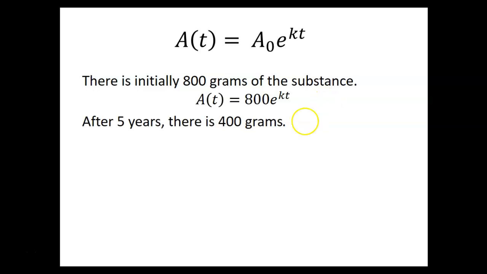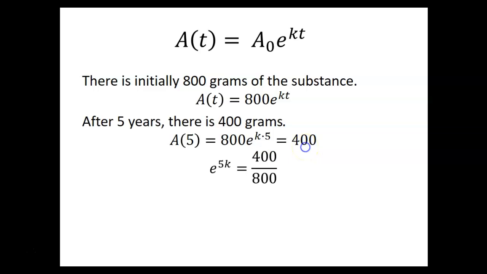So that's telling us that if we plug 5 in for t, what comes out for the amount should be 400. So A of 5, that is 800 times e to the k times 5, should equal 400. Then taking that equation and solving it for k means first we divide both sides by 800. So e to the 5k equals 400 divided by 800, which is 1/2.